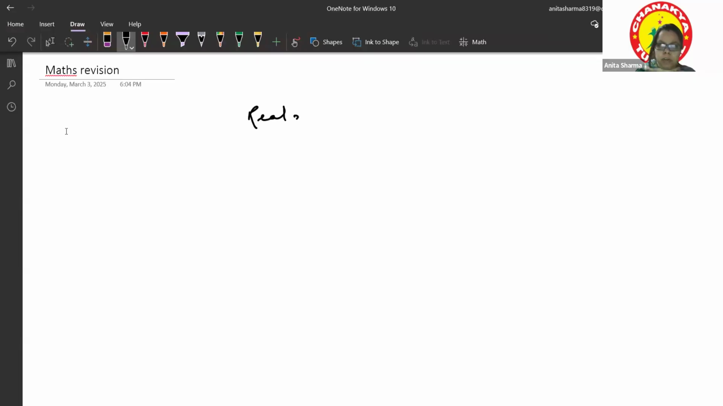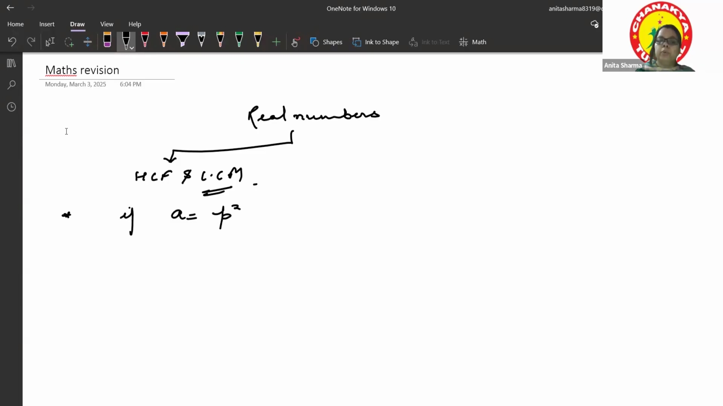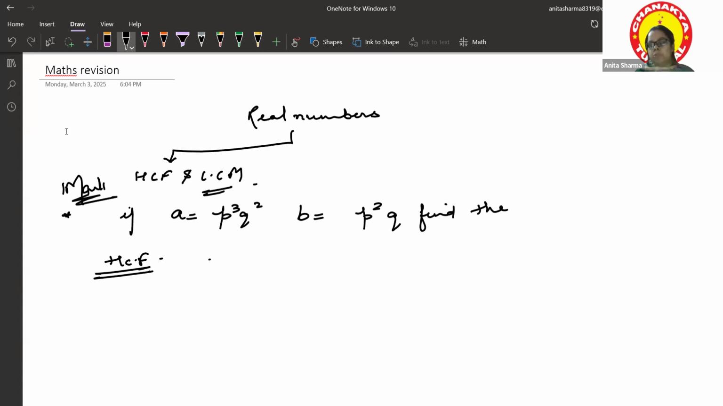So, first chapter is real numbers. In real numbers, first is HCF and LCM. The type of question which can come in exam is like this. If A is equal to P cube Q square and B is equal to P square Q, then find the HCF. One marker question. This type of question will come. Options will be given in the exam. Here I am not giving any options.